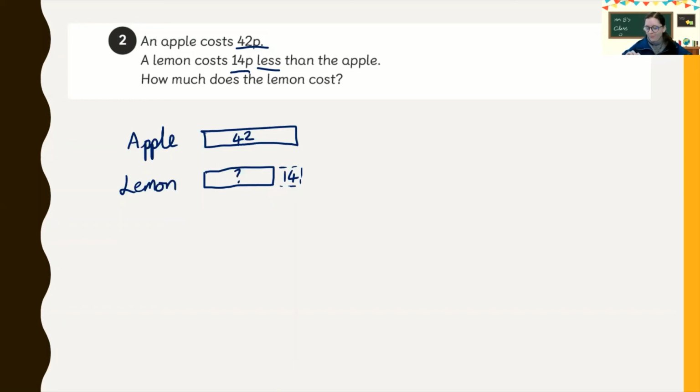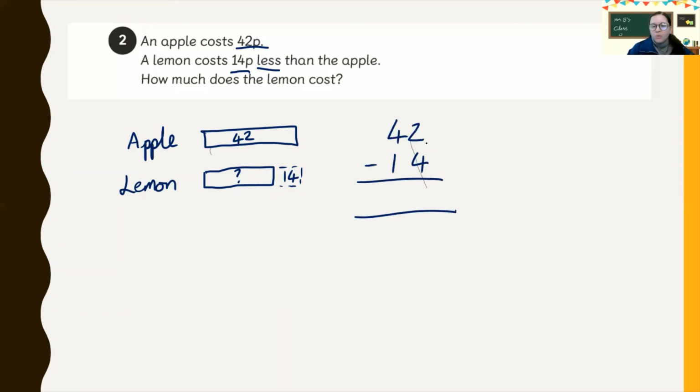Did you do it? Well done if you did. Did you add or take away? Big question. Now we're finding a smaller part, so we needed to take this part away. Brilliant job if you did that.